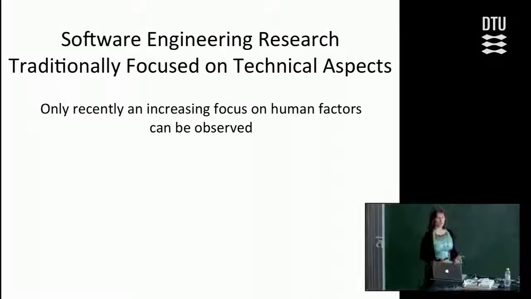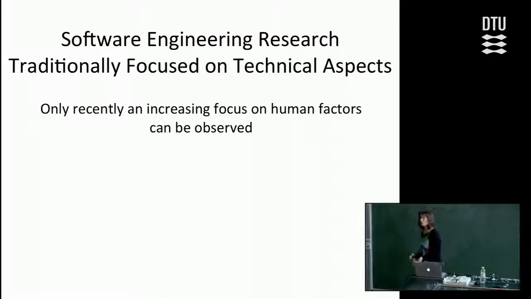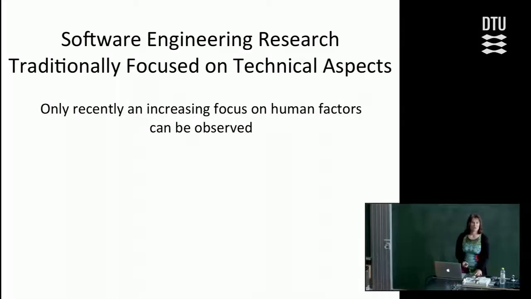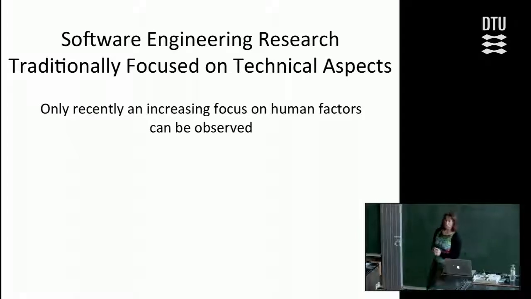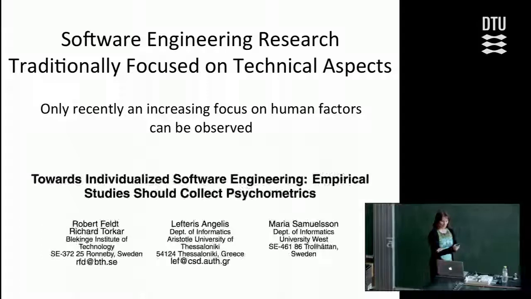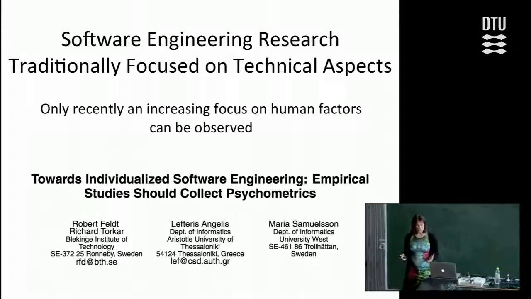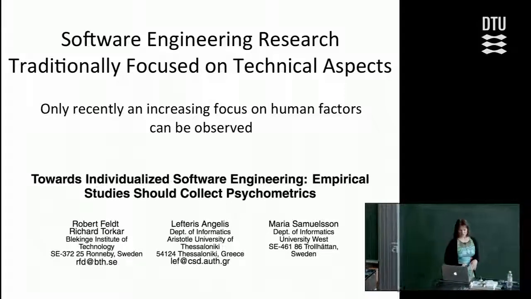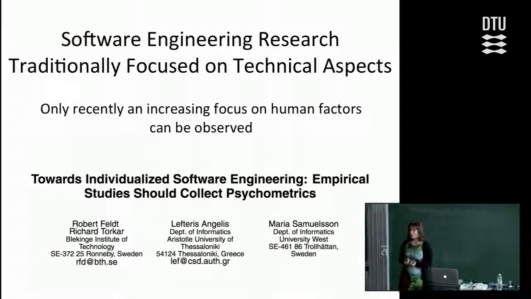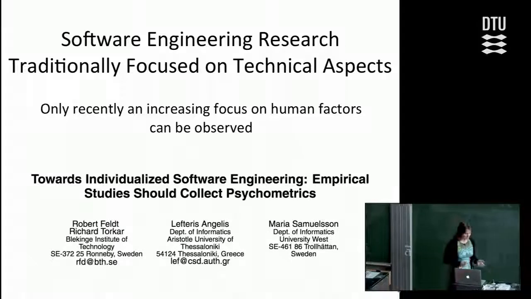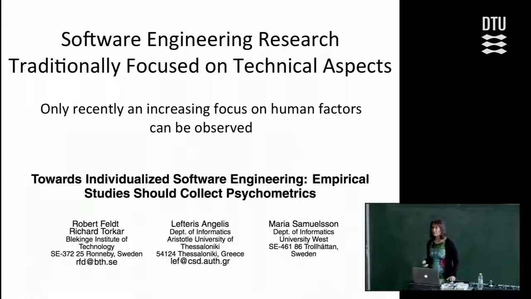Still, when we look at software engineering research, traditionally there has been a very strong focus on technical aspects, like whether the usage of test-driven development is going to improve quality, and there has been work on refactoring and formal aspects. Only very recently, an increased focus on human factors can be observed. This need for more research on human factors is also highlighted in a recent article by Robert Feldt and colleagues, who proposed that there should be more emphasis on human factors, and that we should start collecting psychometrics, so data about personality of developers, also about attitudes, motivation, emotions, and so forth, in order to better understand success factors for software development.